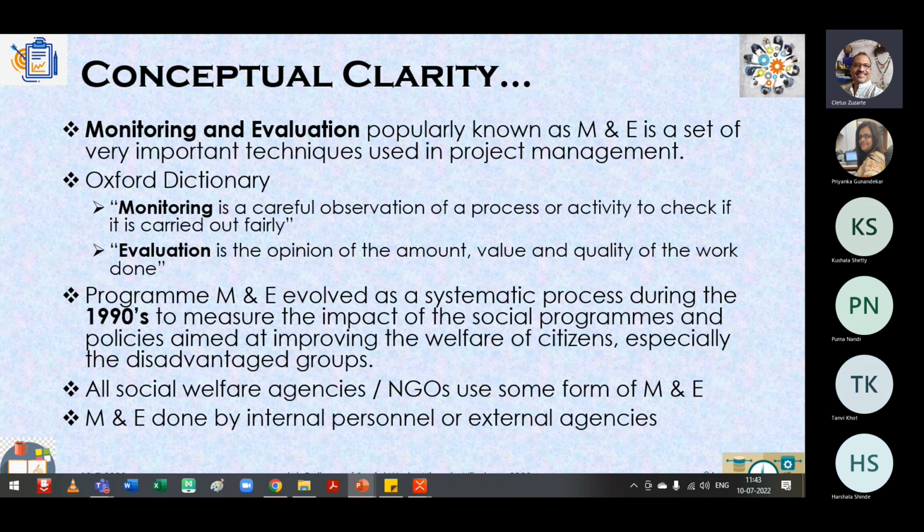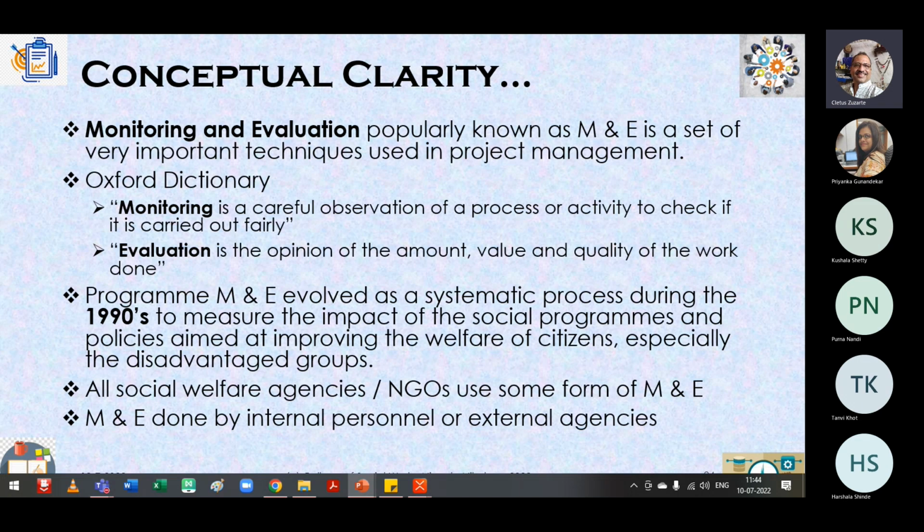So let us go into the details of monitoring and evaluation. When I look at M&E, as it is normally called, M&E is an important technique that is used in project management. If you go to the Oxford Dictionary, it clearly says it is a careful observation of a process or activity to check if it is carried out fairly. That means, is the project progressing? Is the activity being carried out as planned? Is it being carried out as per the process recommended?